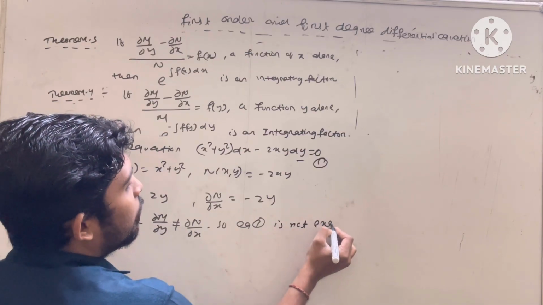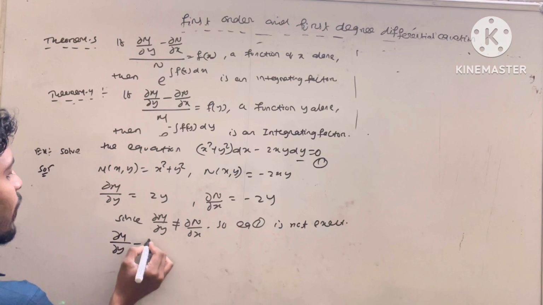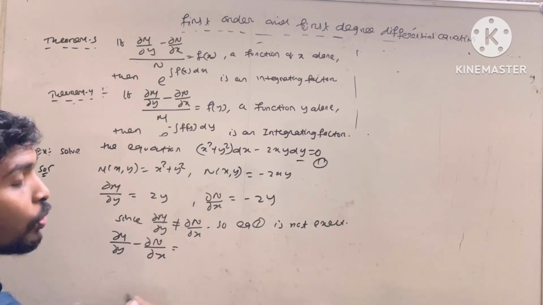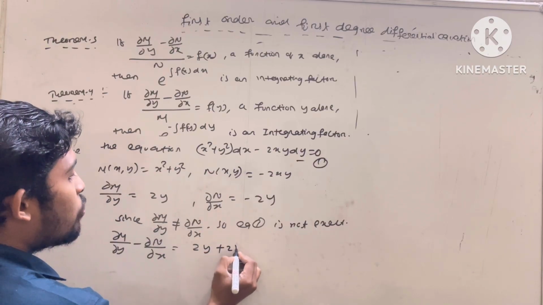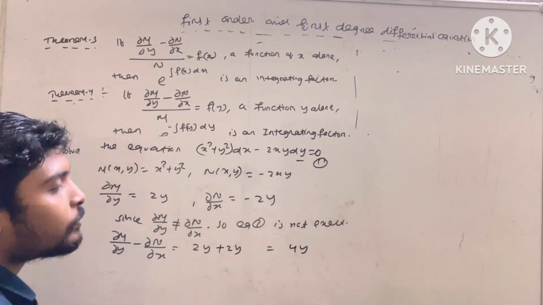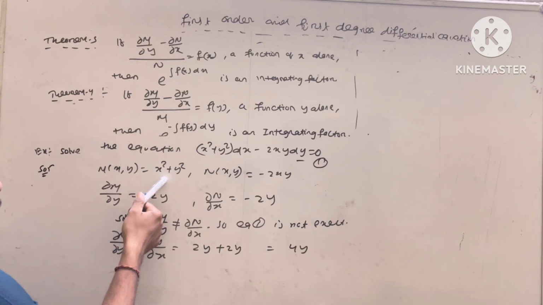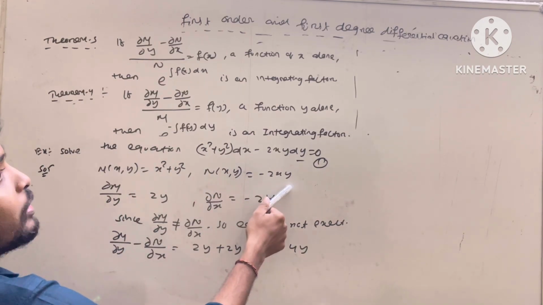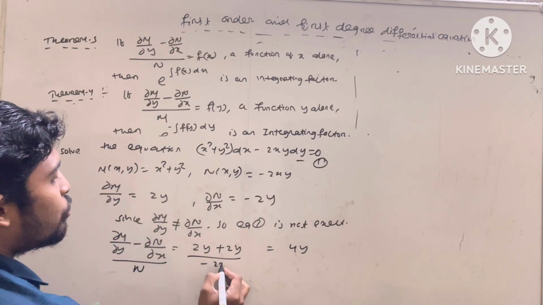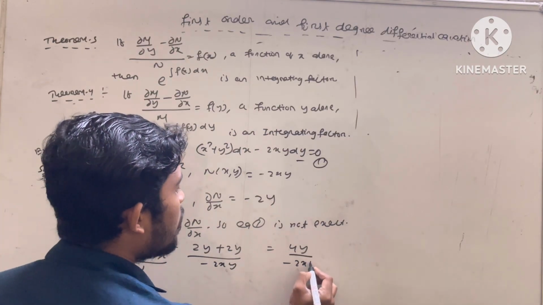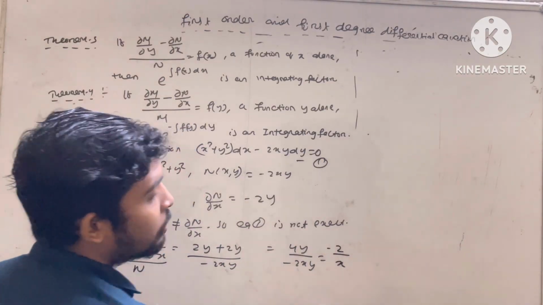So now I have to find del M by del y minus del N by del x. We don't know whether to divide by M or N. So this is 2y, this is plus 2y, this is actually 4y. Here M of xy is x square plus y square, so we cannot divide, but N of xy is minus 2xy, we can divide by this one. So divide by N, that is minus 2xy. So y cancels out, and we get 2 by minus 2 by x, right?